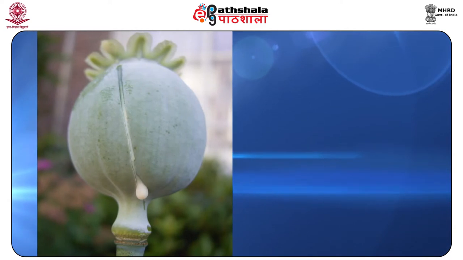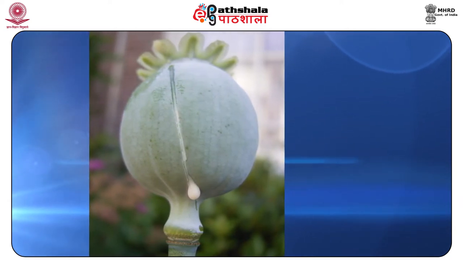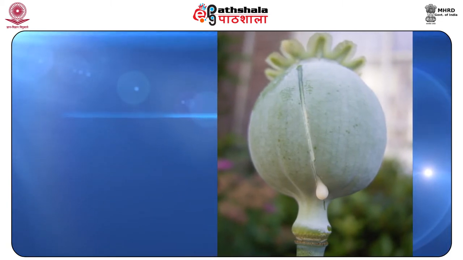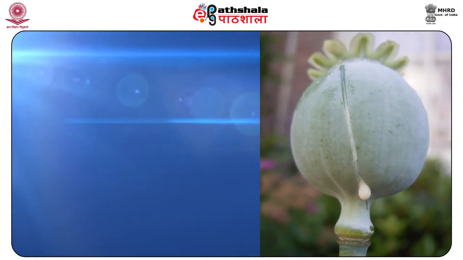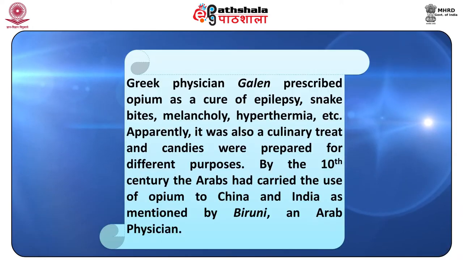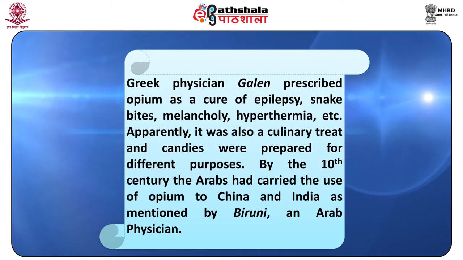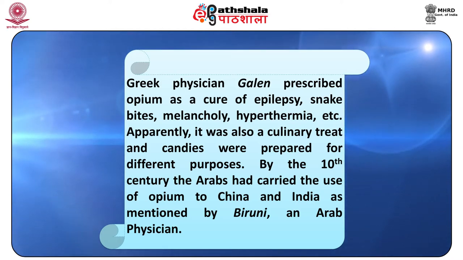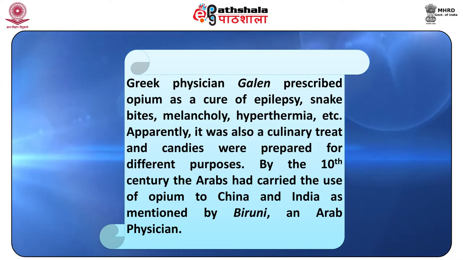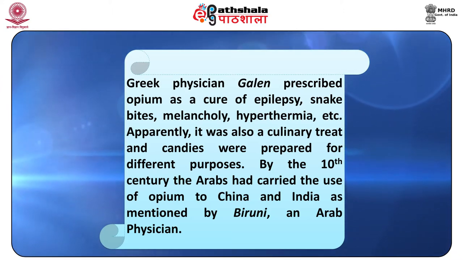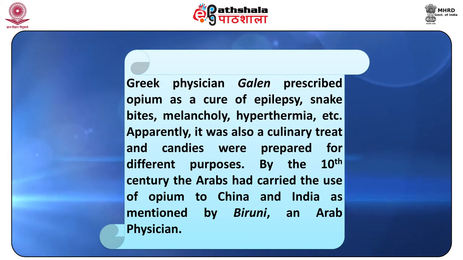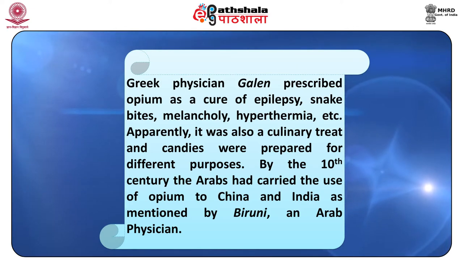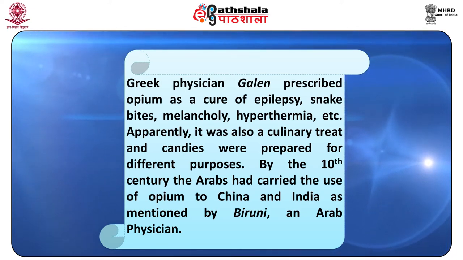Opium enjoyed wide popularity in Greece and also derived its name from the Greek word opion, which means poppy juice. The famous Greek physician Galen prescribed opium as a cure for epilepsy, snake bite, melancholia, fever, etc. Apparently, it was also a culinary treat, and cannabis preparations were made for different purposes.